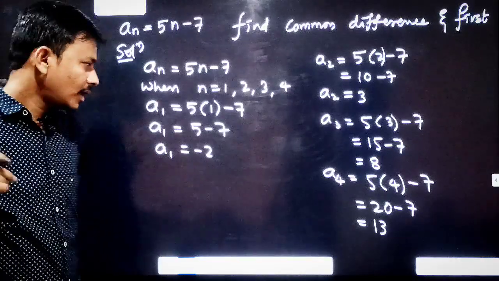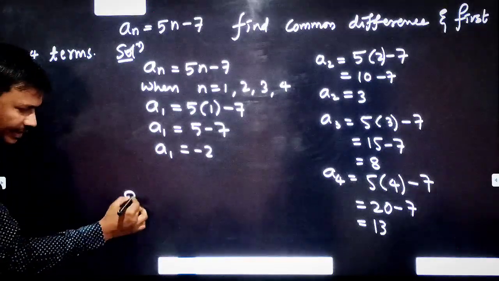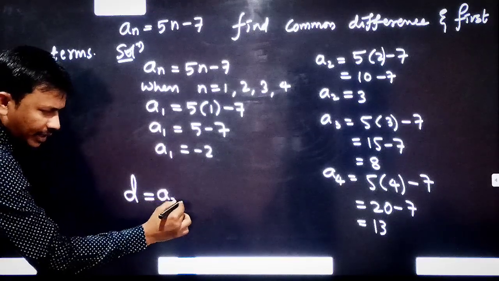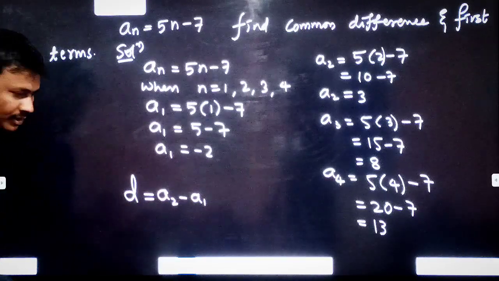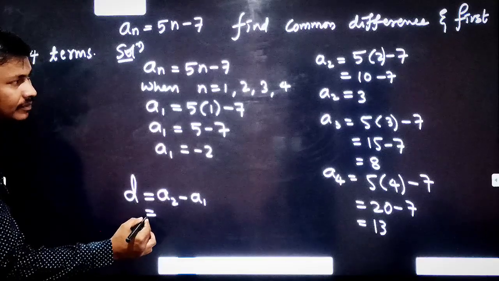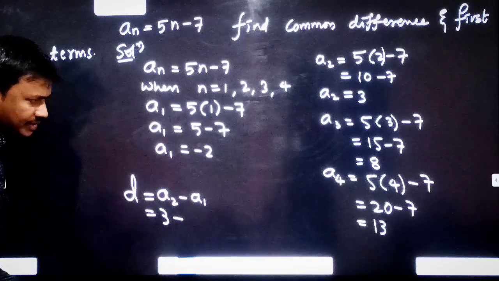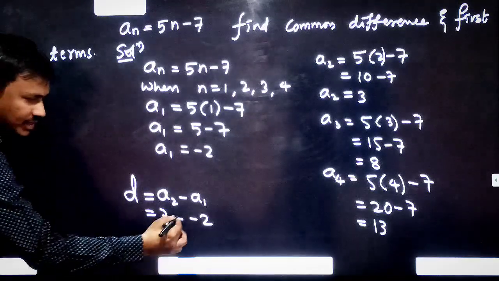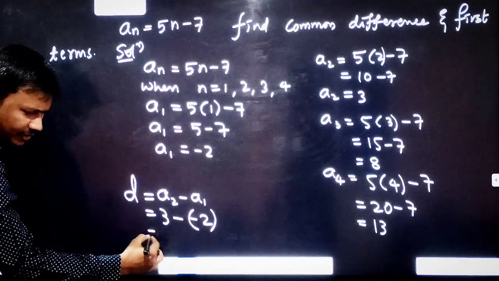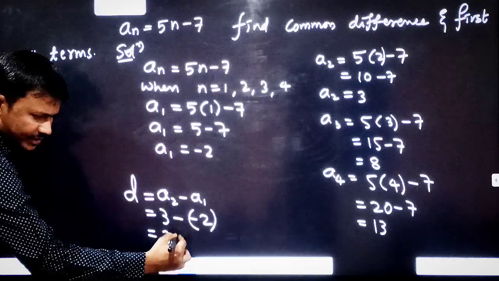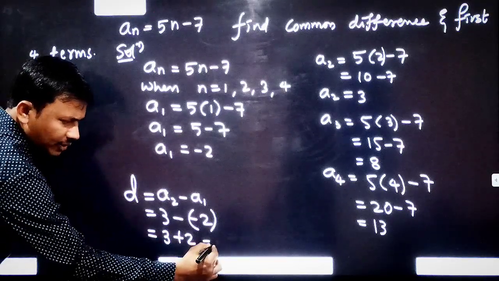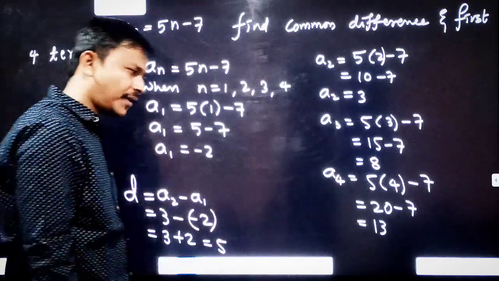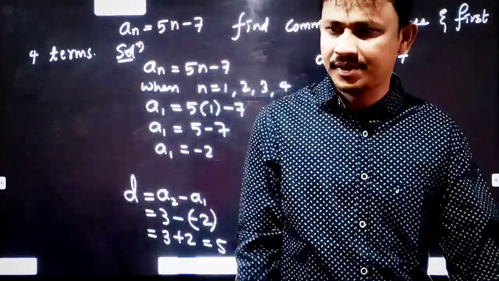Correct? Then what we need to find out? d. d is equal to the formula a2 minus a1. What is a2, the second term? 3 minus, what is the first term? Minus 2. Double minus means bracket. This is equal to 3 minus into minus, plus 2. This is equal to 5. Common difference is 5 and the first 4 terms.